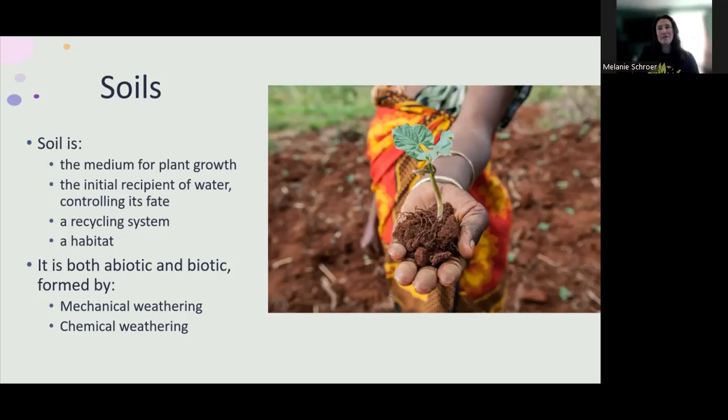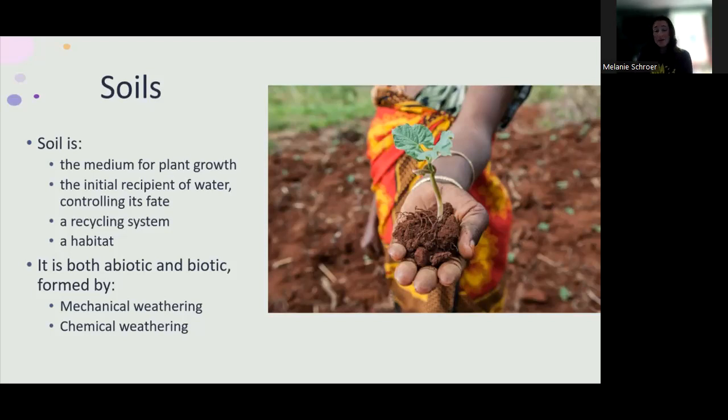Soil is not just dirt. Okay, so it's not just this abiotic thing. It's not just little particles of rock. It is in fact a living ecosystem. And so we're just barely going to touch on that today, and mostly talk about some of the physical characteristics.